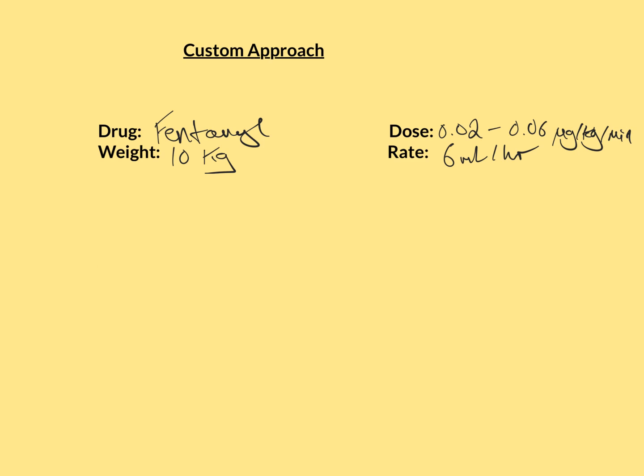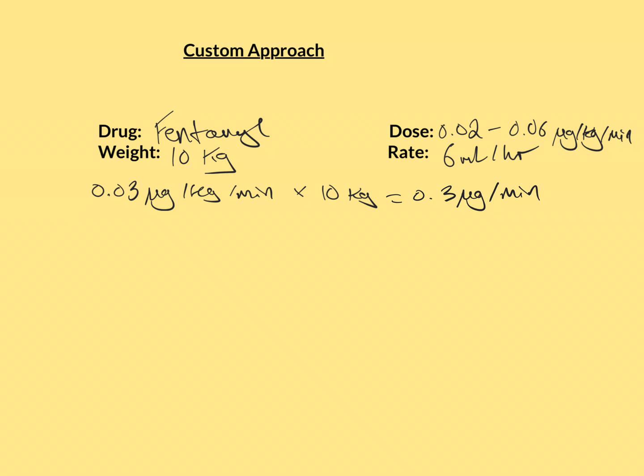So if we go here, we got 0.03 micrograms per kilo per minute times our 10 kilo dog or very fat cat, I'm going to end up with 0.3 micrograms per minute. Now, generally we don't do things per minute, and I'm still not entirely sure why this is listed this way, because it's not the easiest, and it just makes you have to do more steps.